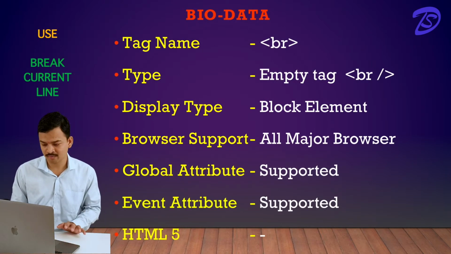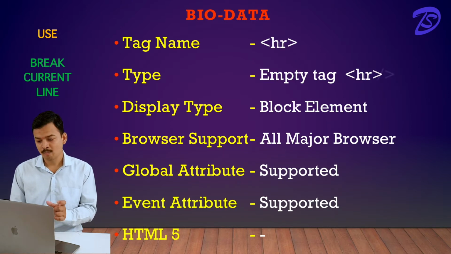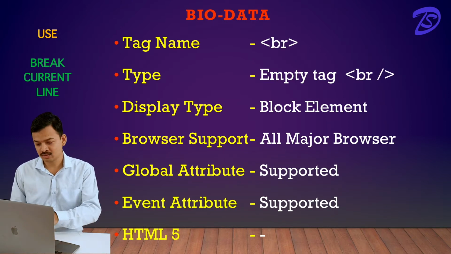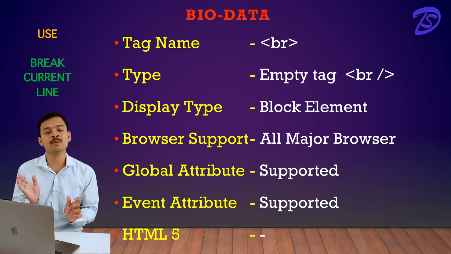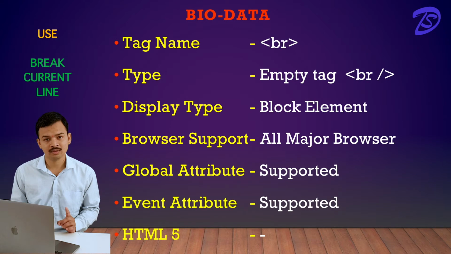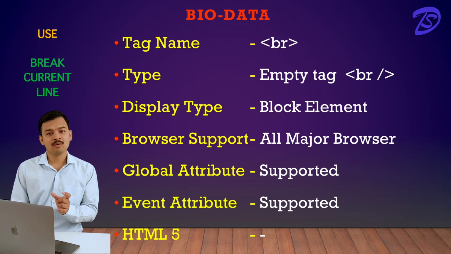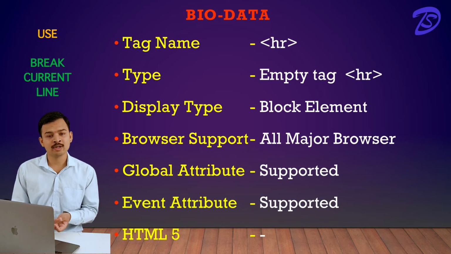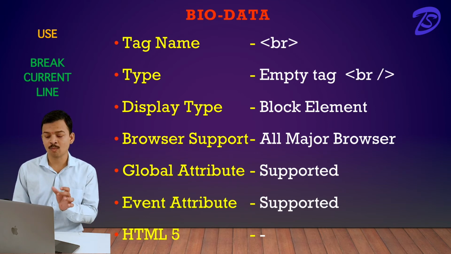Let's see its biography. BR tag and HR tag both are empty tags. So an empty tag is written like this: tag name and self close inside its opening tag. Both elements are displayed like block elements, all major browsers support them, all attributes are supported, and there is no HTML5 recommendation for both tags.